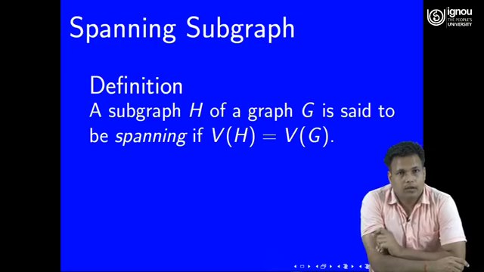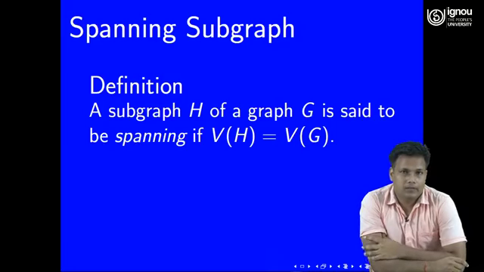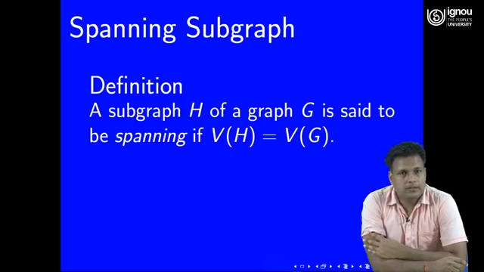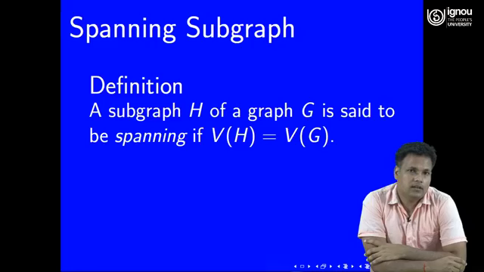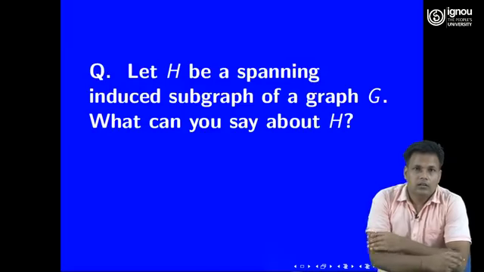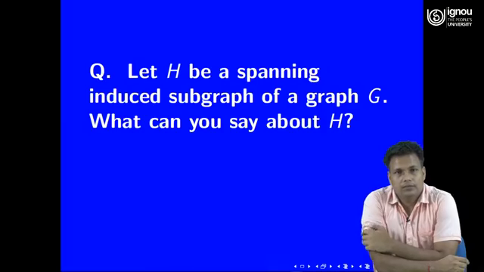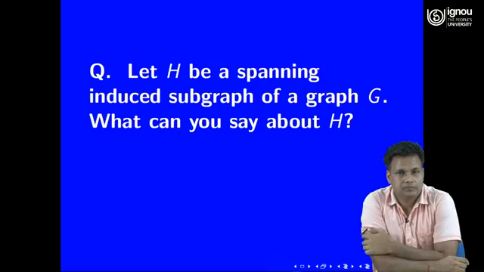Likewise, the concept of induced subgraph, there is a concept of spanning subgraph. A spanning subgraph is nothing but a subgraph that contains as many vertices as the graph itself. That means it contains all the vertices of the original graph. Now, we ask you the question, let H be a spanning induced subgraph of a graph G. Spanning induced means that H is a spanning subgraph as well as an induced subgraph of G. So what can we say about the graph H itself?